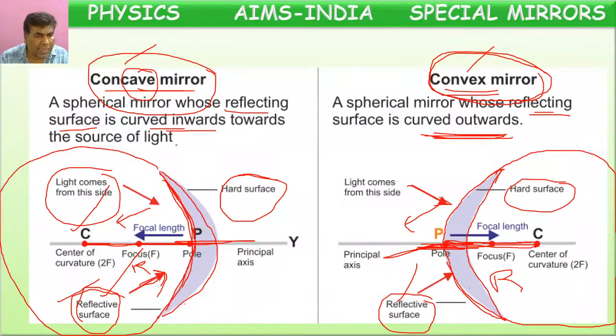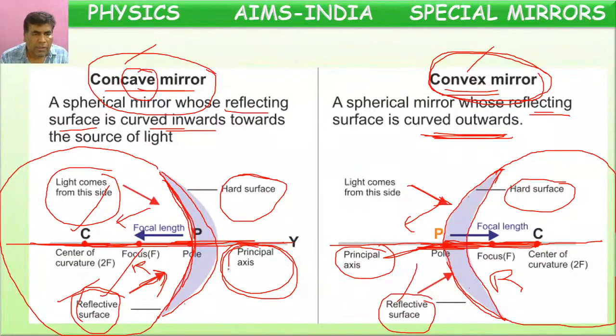What is the principal axis? The principal axis is a line. Which line? The line joining the pole and the center of curvature, extended to the left side and the right side. This line is known as the principal axis.